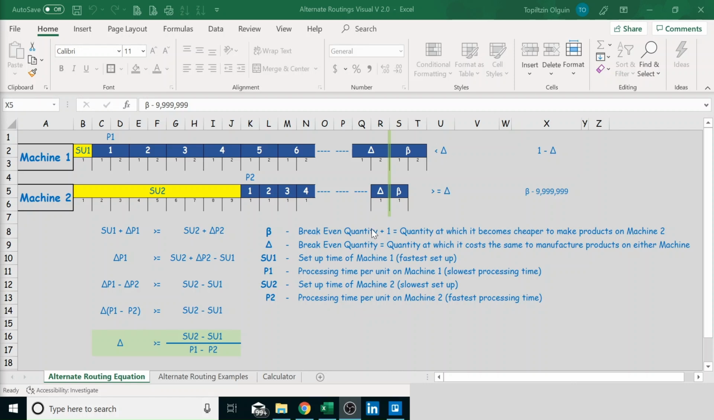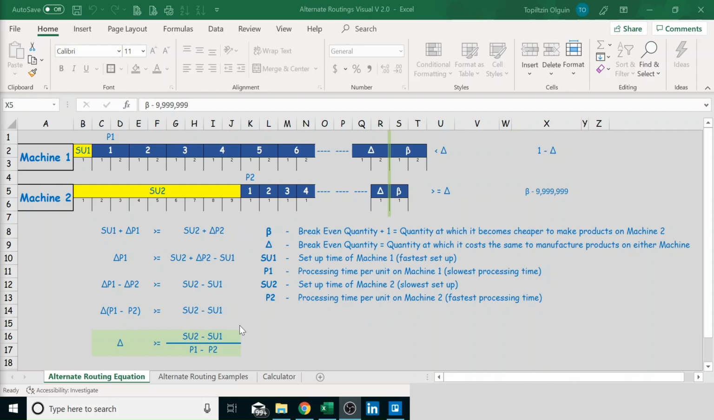And today we're going to look into how to find the break-even point for alternate routing, the break-even quantity of products for alternate routings. At one point, you are going to decide if this amount of products is going to be built on machine one or on machine two, depending on the quantity that the purchase order, or the PO, calls for. So it's just a little bit of algebra, a little bit of calculation, and we're going to take a look at a couple of examples and end up with a calculator in Excel.